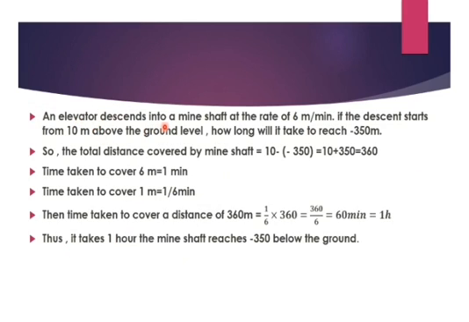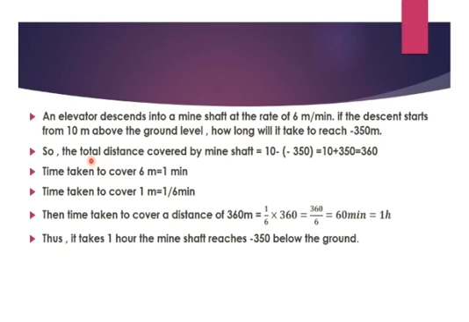An elevator descends into a mine shaft at the rate of 6 meters per minute. If the descent starts from 10 meters above the ground level, ground level is 0, and 10 meters above the ground level is the start. How long will it take to reach minus 350 meters below the ground level?